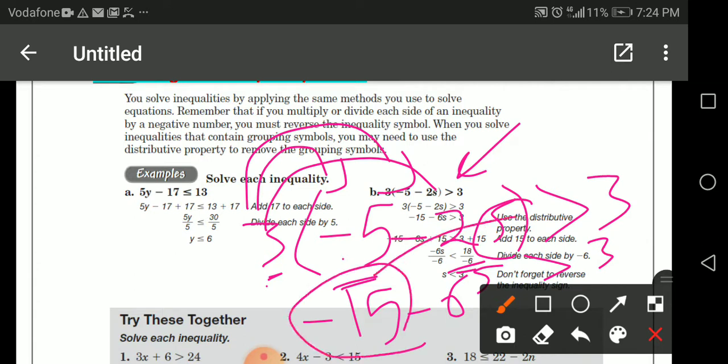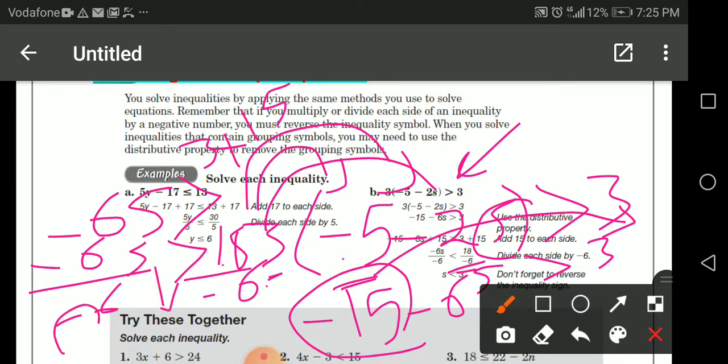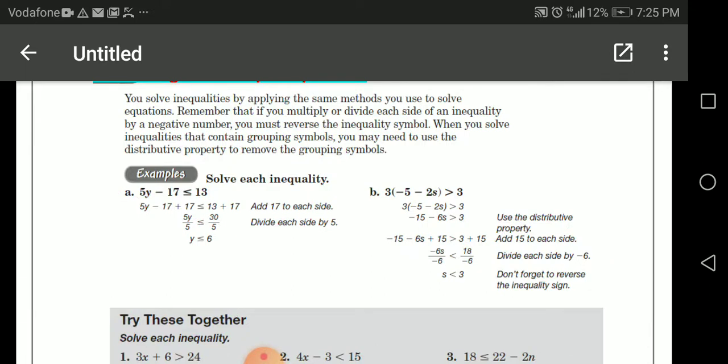So the numbers need to be with each other. Negative 15 goes to the other side as positive 15. So you have negative 6s greater than 3 plus 15, which is 18, and we keep the greater than sign. Divide by negative 6. When I divide by a negative, the sign instead of greater than will be less than. So s equals negative 3, and s will be less than negative 3. Don't forget to reverse the inequality sign. Okay?